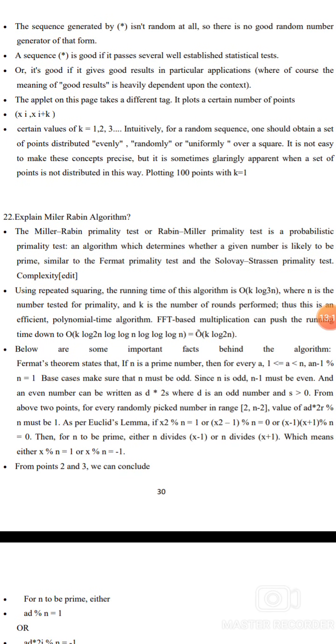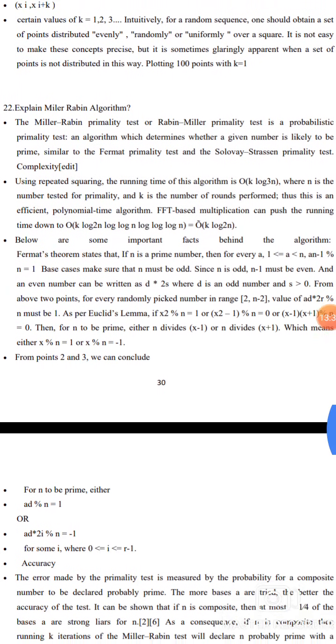In this different tag, using this page xi, xi plus k, the certain values k equal to 1 to 3 are randomly and uniformly defined.